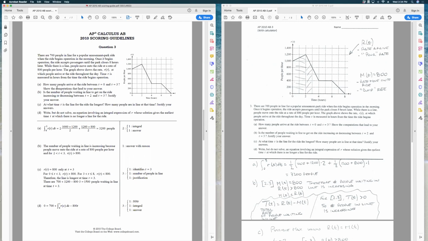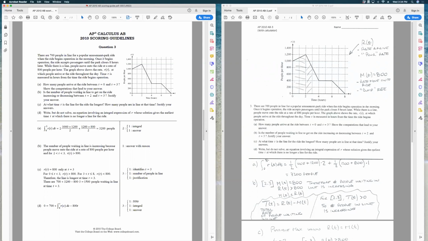How many people arrive at the ride between 0 and 3? So arriving at the ride, the rate is R of t, so that's this graph. So we want to find the area underneath of it. Area underneath a people per hour graph in terms of hours would be the number of people. So that's what they're calculating over here. Integrating the graph represents the area under the curve. Then we're going to find the area of two trapezoids and get a total.